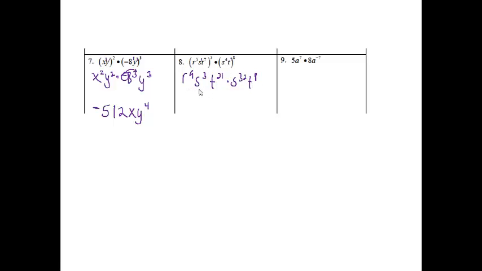All right, the next thing that I would like to do is just combine what I can. There's nothing to go with the r, so I'll just bring that down and make it r to the 9. I'll have s to the 35, and I'll have t to the 29.